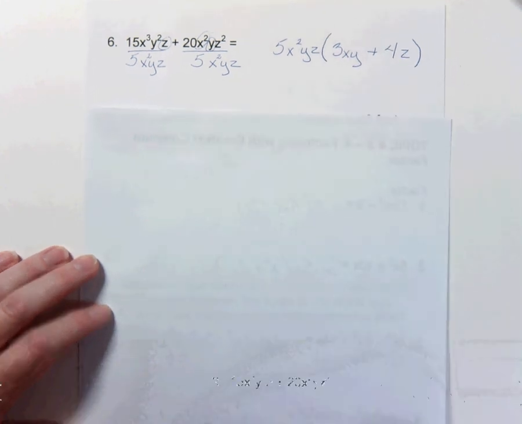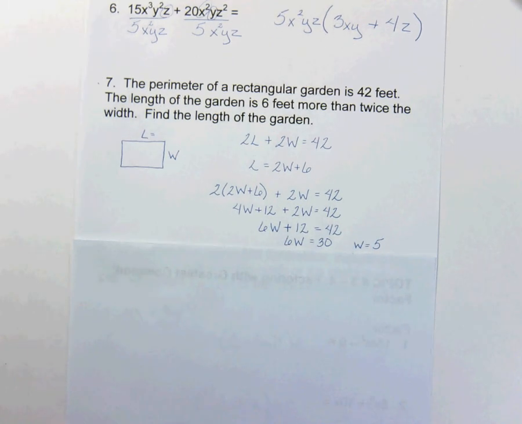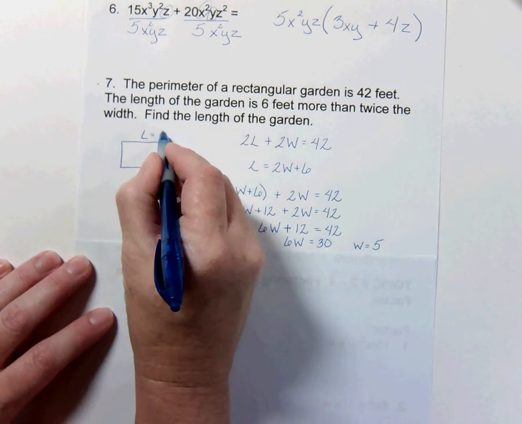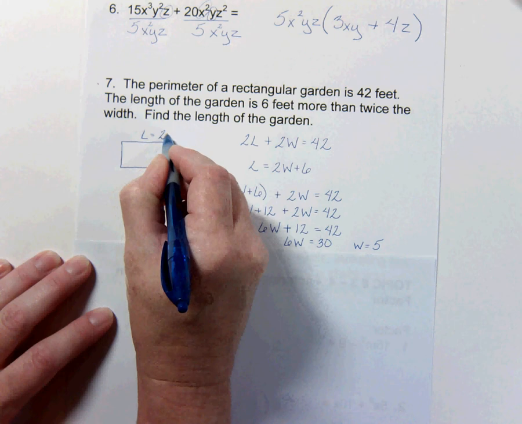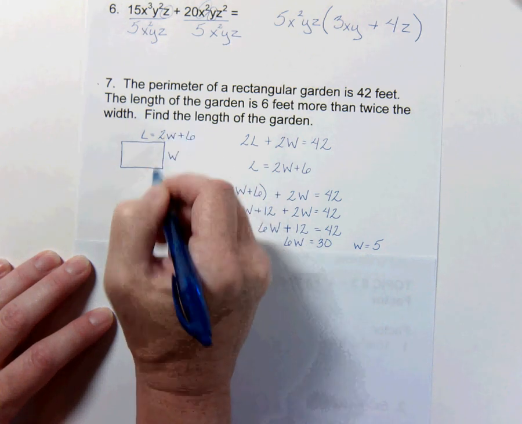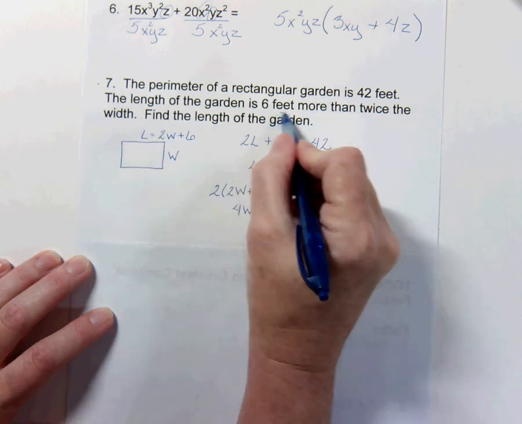Okay, this next problem is an application problem often tested on, where you're reading in words and then having to change it into an expression. The perimeter of a rectangle garden is 42 feet. The length of the garden is 6 feet more than twice the width. So let's write that in words. 6 feet more than twice the width. So 6 more than 2 of my w's. So your length now is written in this expression right here.